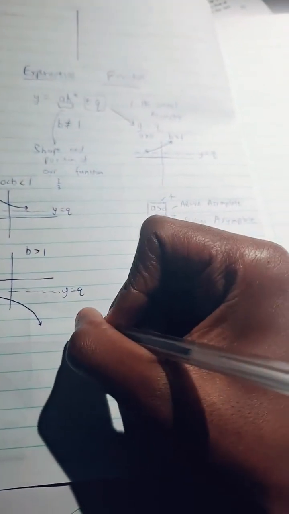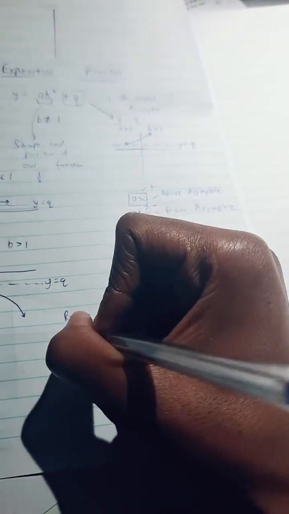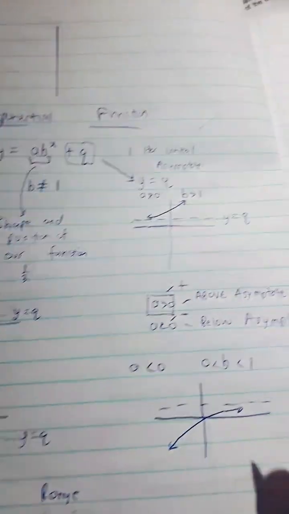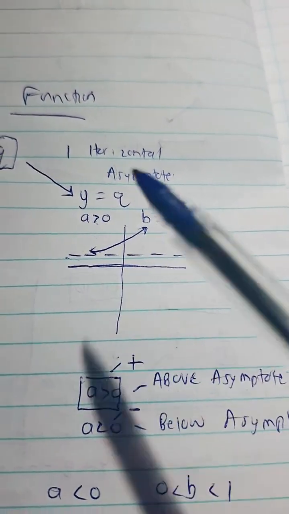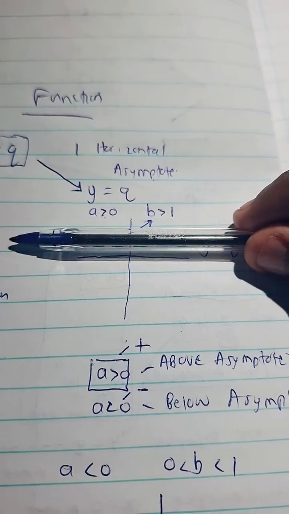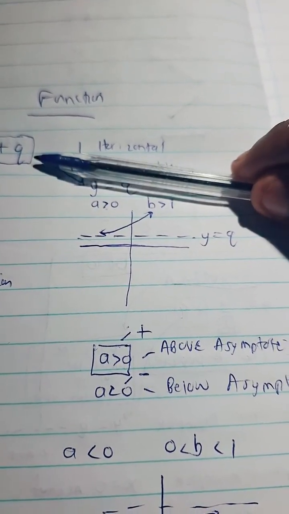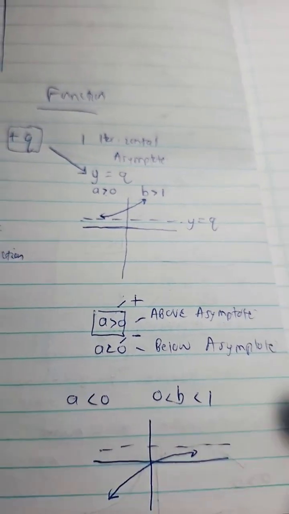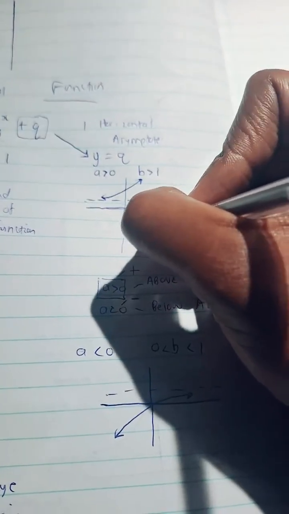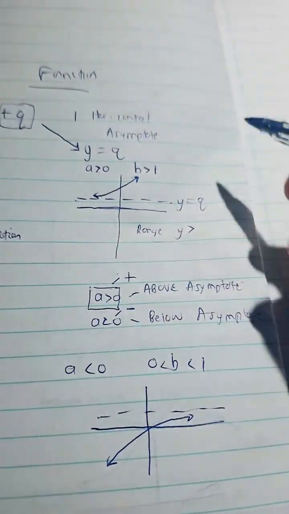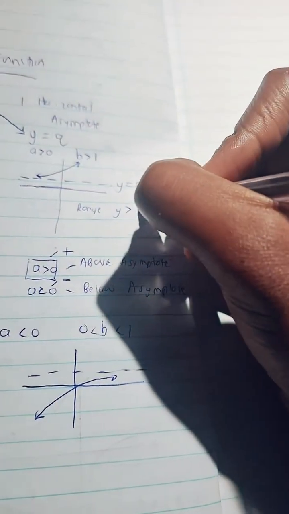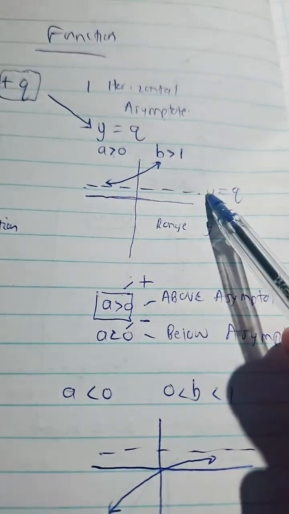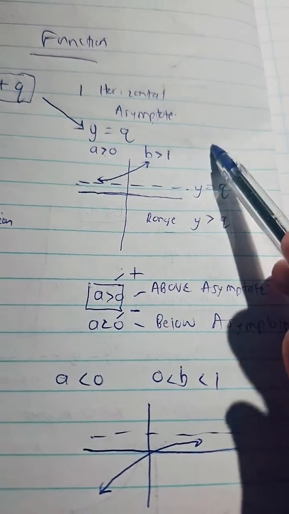Then guys, when it comes to range and domain, it's simply straightforward. Remember, range is the possible y values where the function exists. I'm sure you can see that the function here exists above the asymptote only. It's not touching the asymptote, it's above it. So if we write down the range here, y is greater than q. No equal sign, because the function does not exist on the asymptote. We just say y is greater than q.